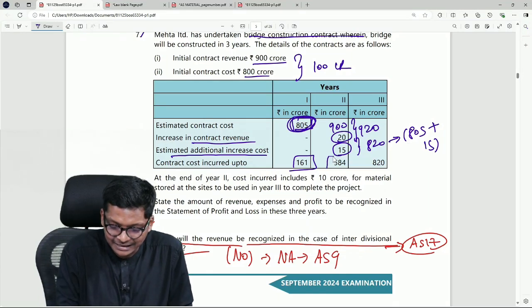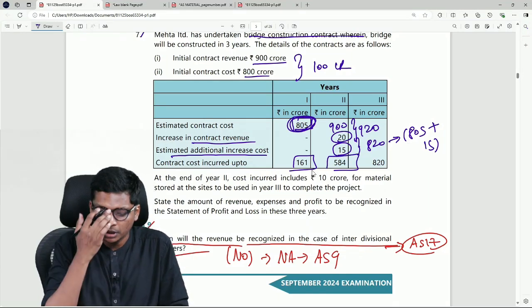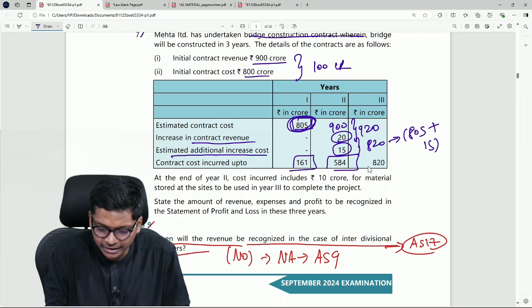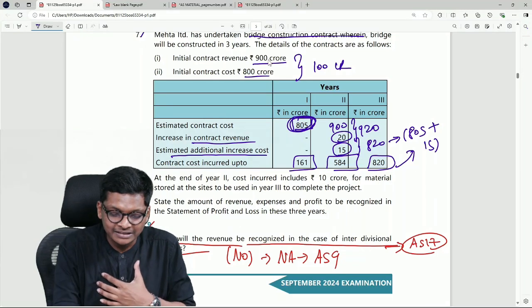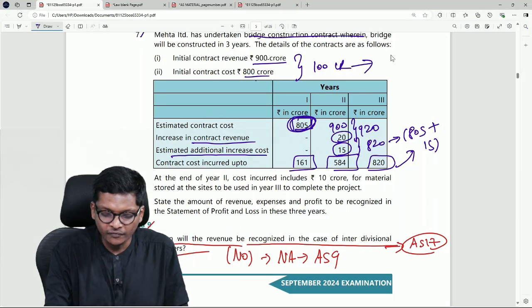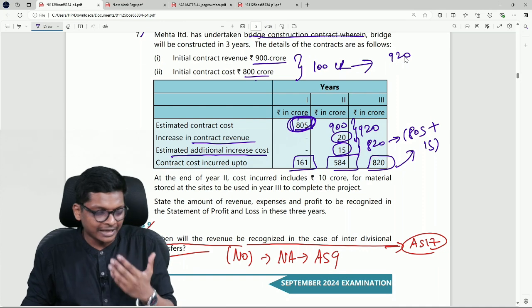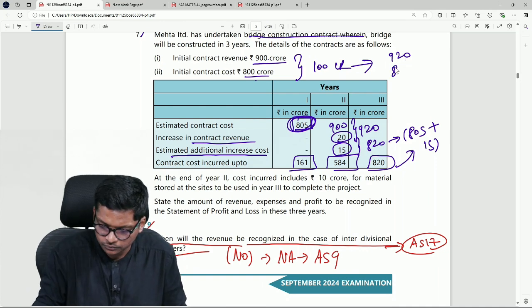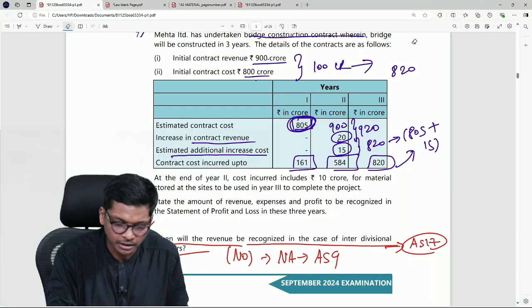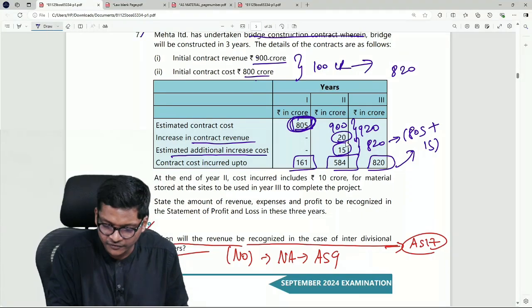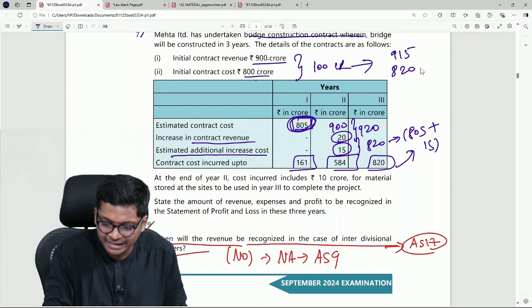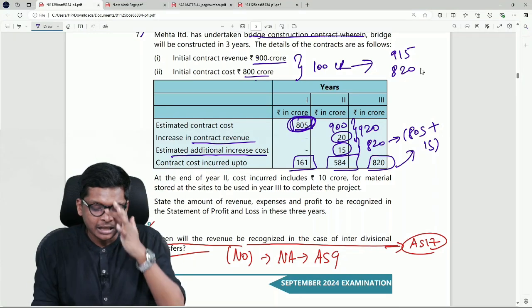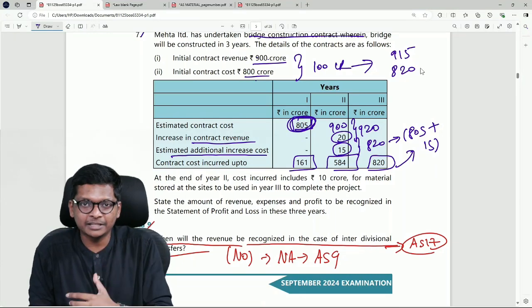And they are saying second year you incurred cost of 584 cumulatively, and third year 820 full cost is incurred. So you started off with 900 and 800, end of year 3 900 became 915 and 800 became 820. End of third year, 900 plus 15 becomes 915, and cost becomes 800 plus 20, 820. Are you following guys? I will explain with the solution.